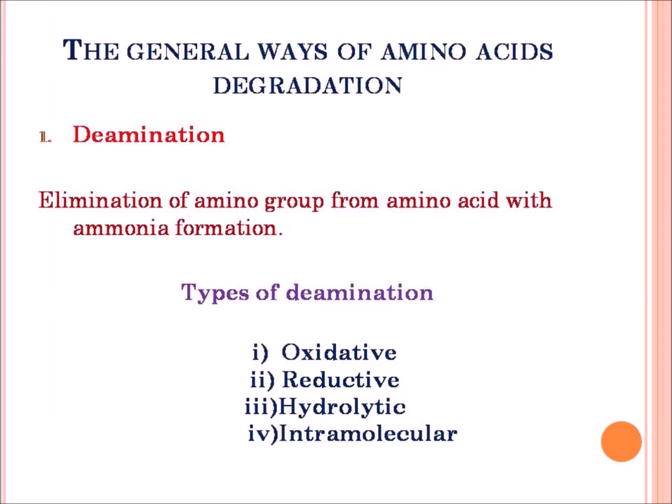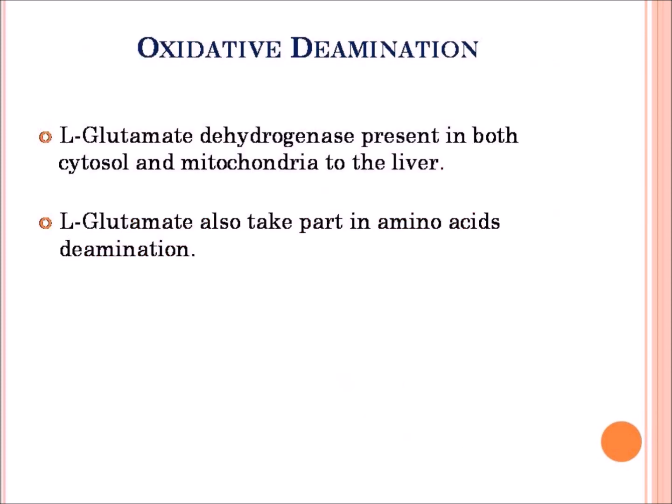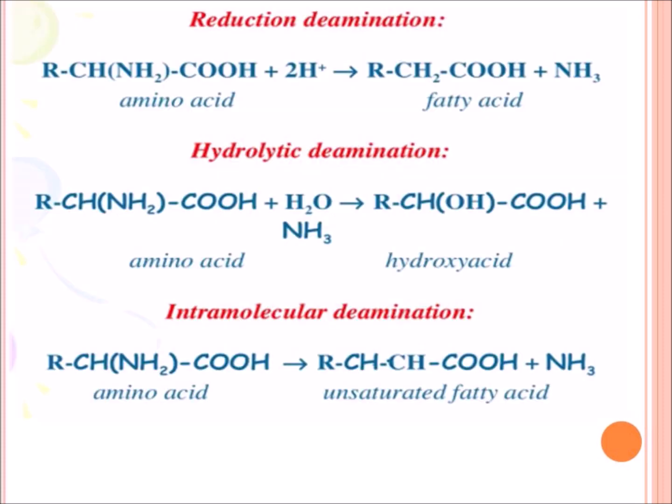The first step is deamination: elimination of the amino group from the amino acid with ammonia formation. There are four types of deamination process: oxidative deamination, reductive deamination, hydrolytic deamination and intramolecular deamination. Oxidative deamination takes place in the presence of L-glutamate dehydrogenase, which is present in the cytosol and mitochondria of liver, and L-glutamate also takes part in amino acid deamination.